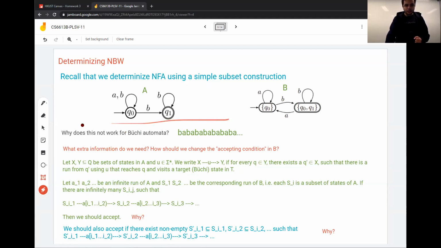So just take this example here, which accepts what languages? So what is the language of A? It accepts which strings as a Büchi automaton?